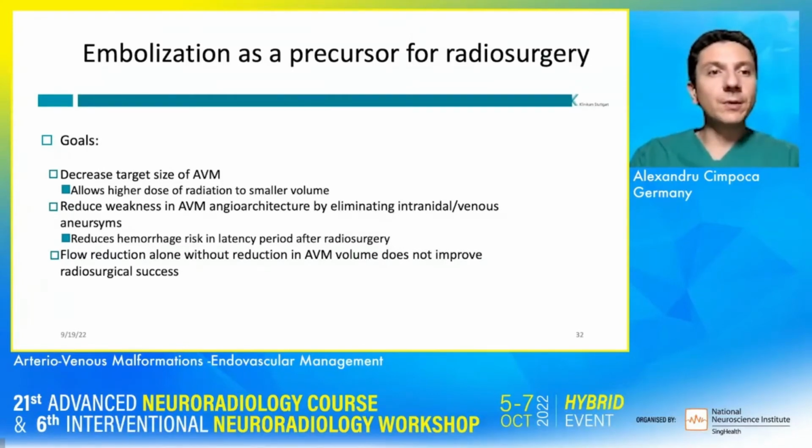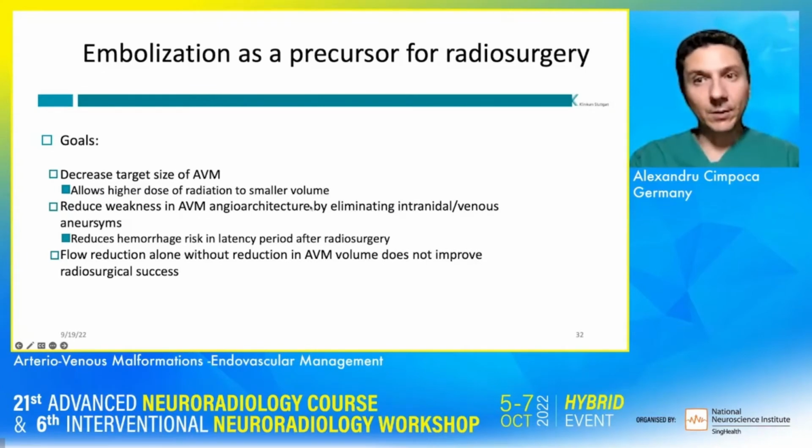Embolization prior to radiosurgery. Well, the main goal here is to decrease the size, especially the volume of the AVM, so that allows a higher dose of radiation to a smaller volume. It also makes sense to take care of these risk lesions because it reduces the hemorrhage risk in the latency period after radiosurgery.